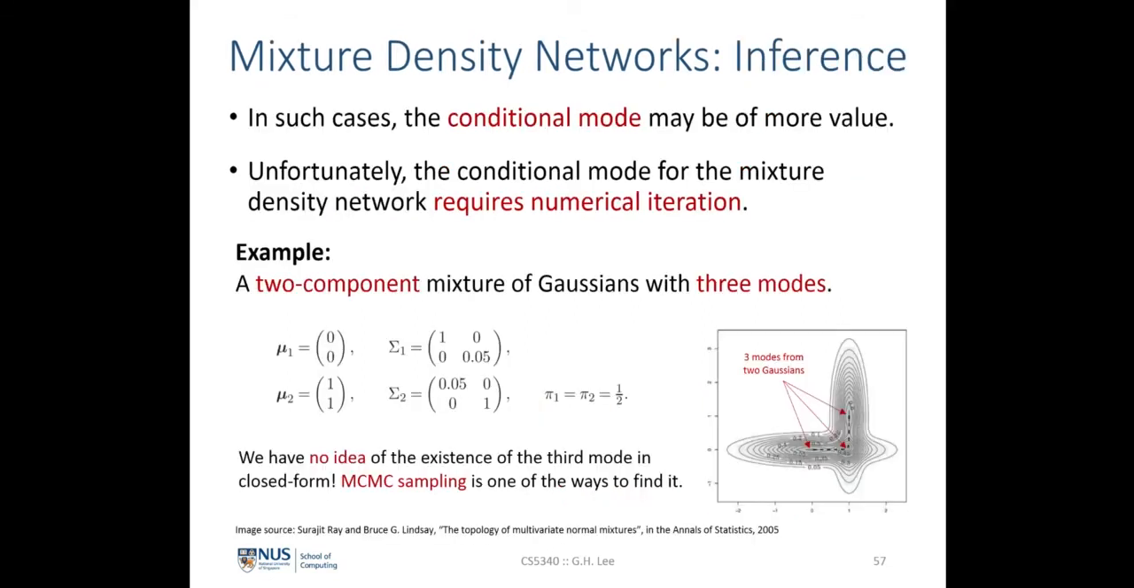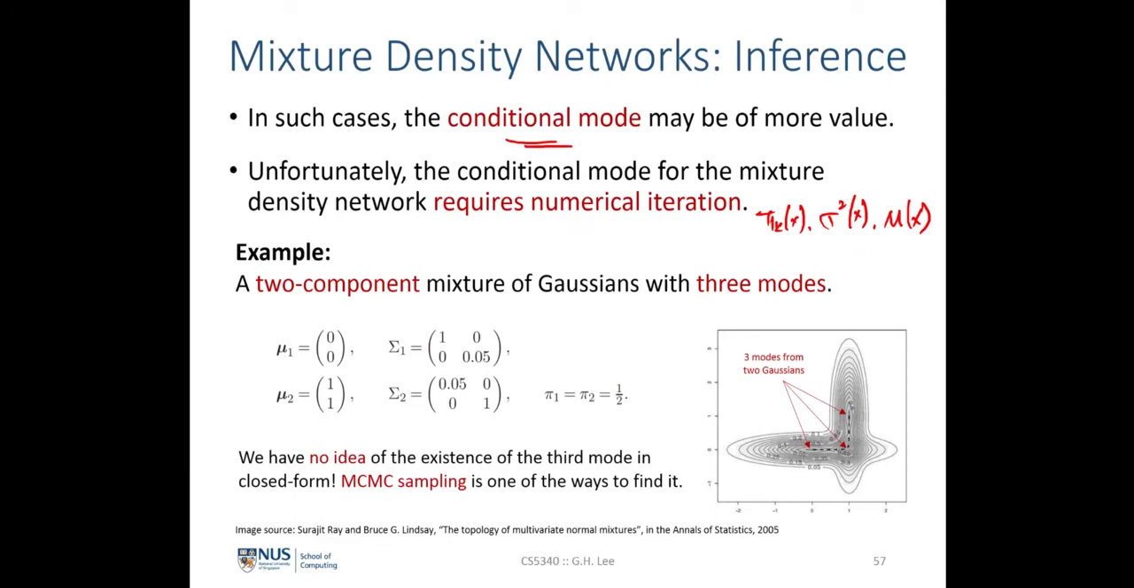So in these cases, the conditional modes might be of more value. What this means is that, given the outputs of pi k of x, sigma square of x, and mu of x over here that parameterize my mixture density network, I'm going to take all the conditional modes. This means that I'm going to take the peaks of this mixture density model as my solution.